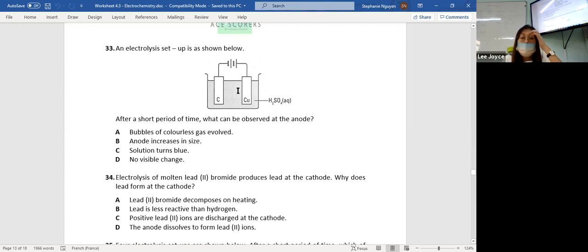Alright? Yeah, so what about the bubbles of the colorless gas? There'll be no more bubbles produced because we said that this will be oxidized already. The anode should have a decrease in the size, and there's definitely a visible change. So that's why C is the answer.